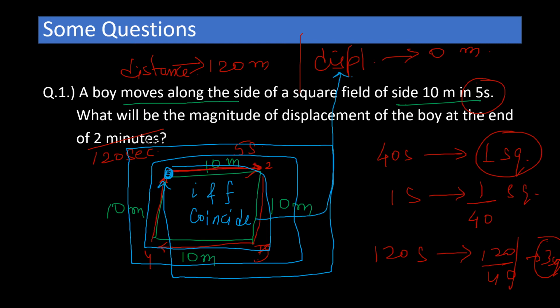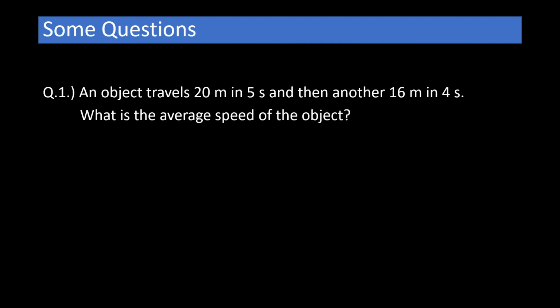So again, initial and final points coincide and hence we get the total displacement coming out to be 0 meters. All right, I think it's clear guys, and if it's not clear you can still comment your doubts. We will definitely address it in the next lecture. So now let us move ahead to the next question, guys.